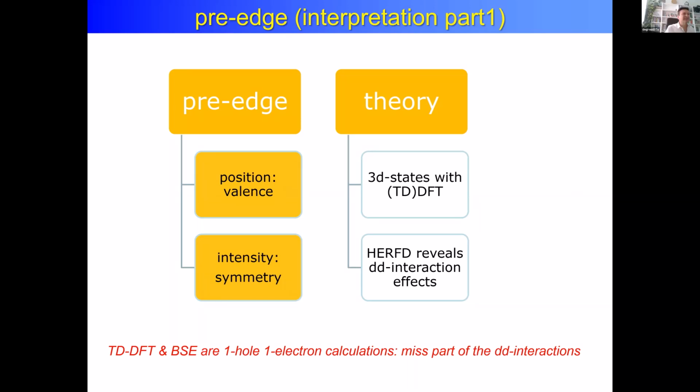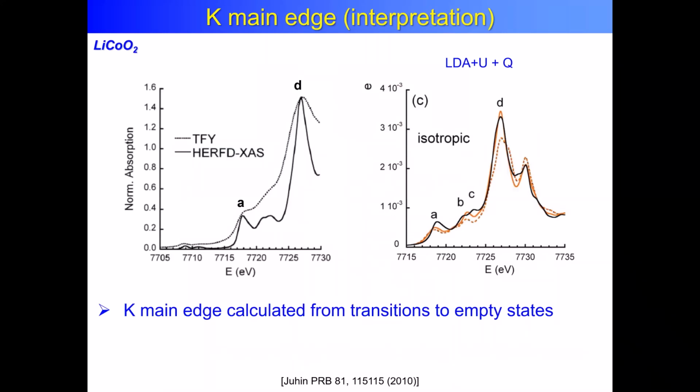Okay. If there are no questions, I'll continue with the edge. So edge interpretation is quite different. So now you say I make an excitation from the 1s core level to an empty state.